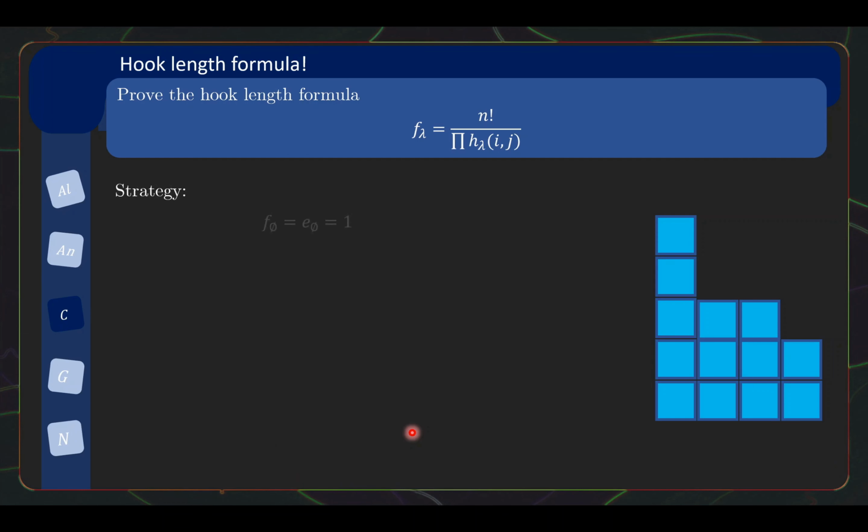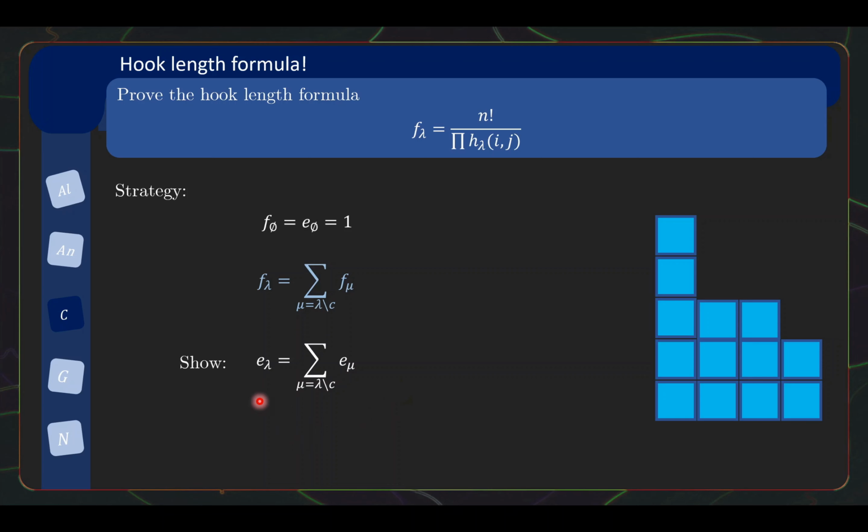The general strategy, as I mentioned, is that we are going to use some form of induction. We will let you check that the base case is simply equal, and we have this recursion for f. So we just need to similarly show that the same recursive relation holds for E. Once this is shown, then by induction, f will equal E for all Ferris diagrams lambda.